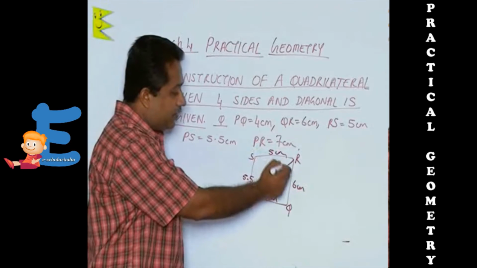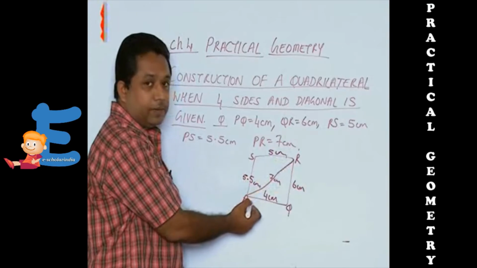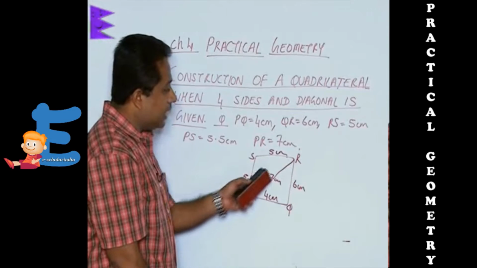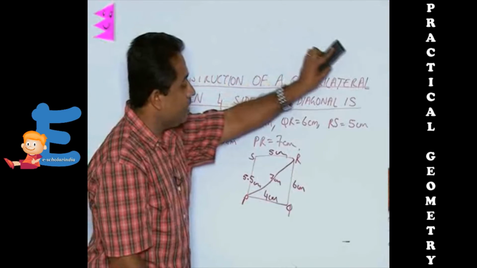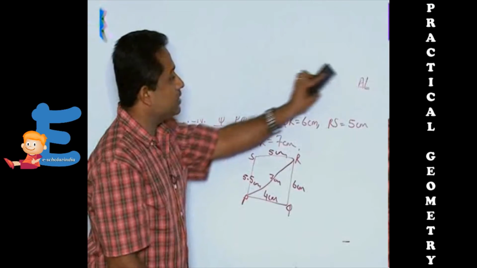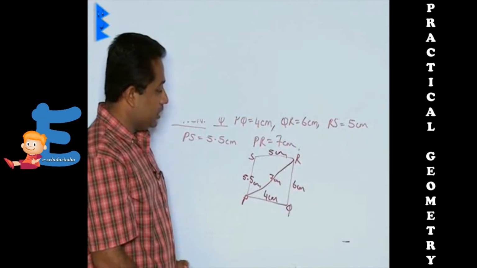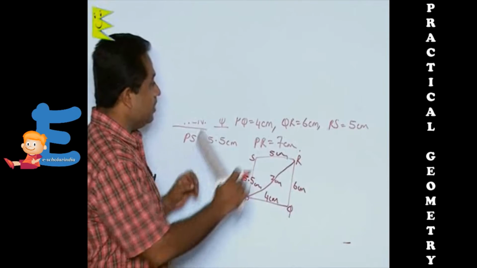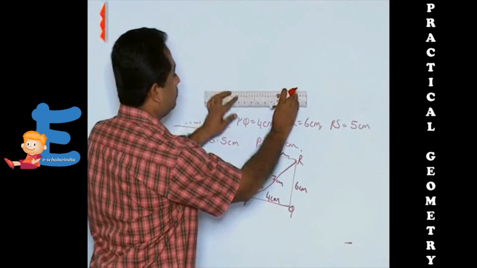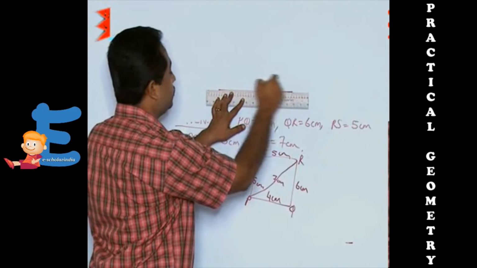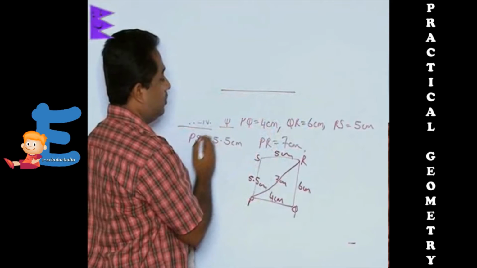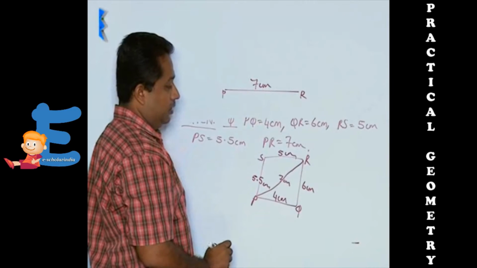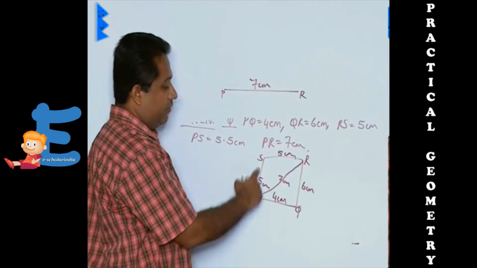Now once we are able to make the rough diagram, we will be able to make the fair figure by actual measurement. For that, we will start by drawing the diagonal PR. The length of the diagonal PR is given to us, so we can start by using that dimension. PR is given 7 centimeter. So what we can do is draw 7 centimeter here. So the length of this will be 7 centimeter.